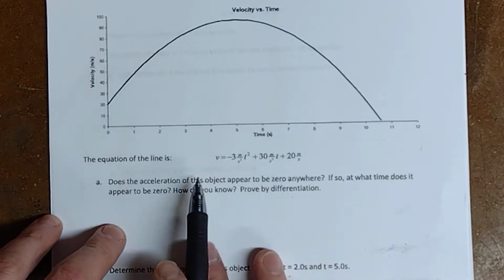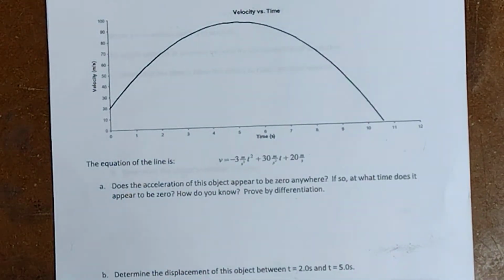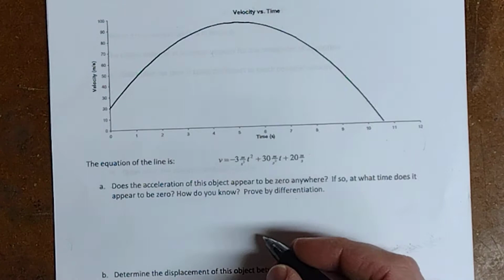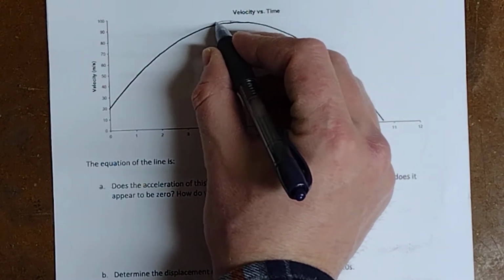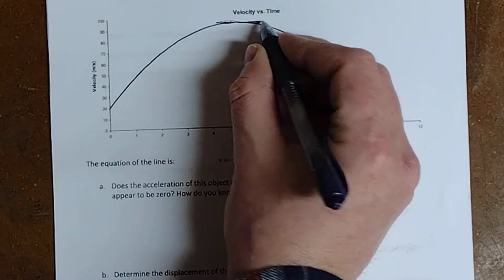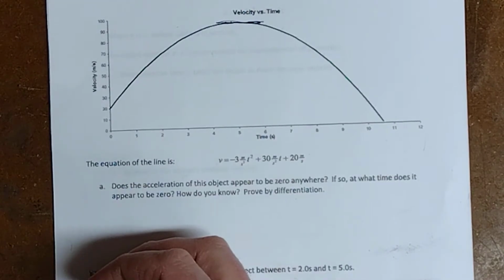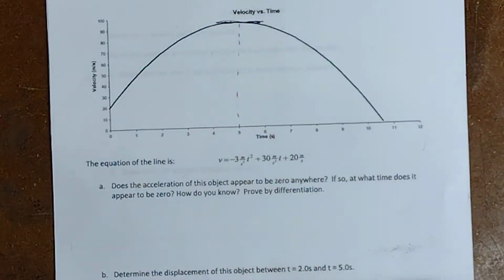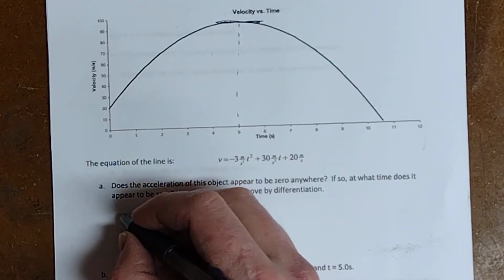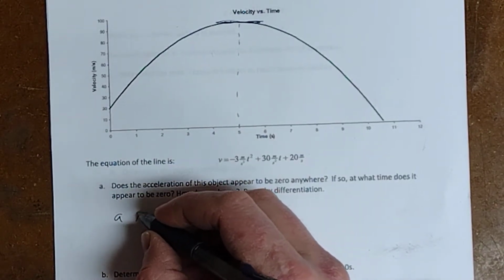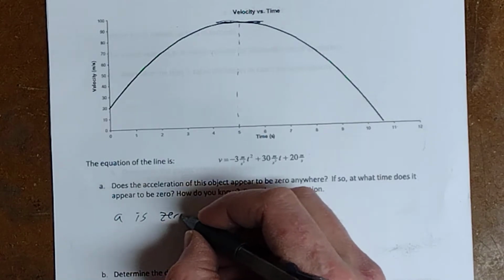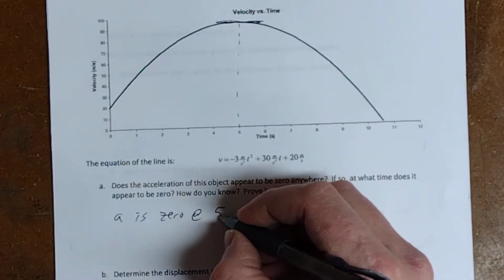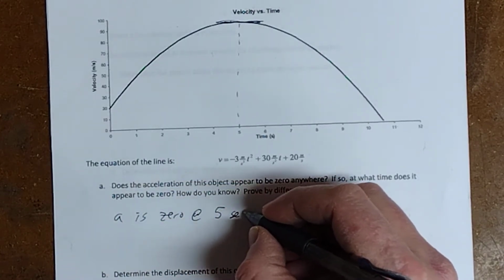Alright, does the acceleration of the object appear to be 0 anywhere? If so, at what time does it appear to be 0? How do you know? Alright, appears to be 0 right about there. Acceleration's where the slope of the line is 0. That appears to be about 5 seconds. So, acceleration is 0 at 5 seconds.